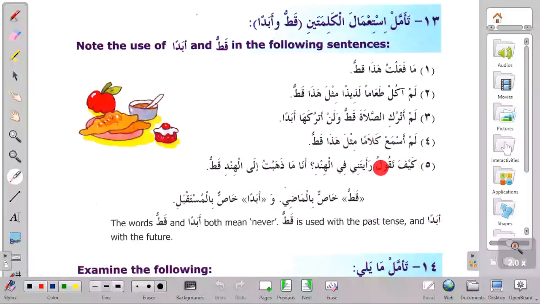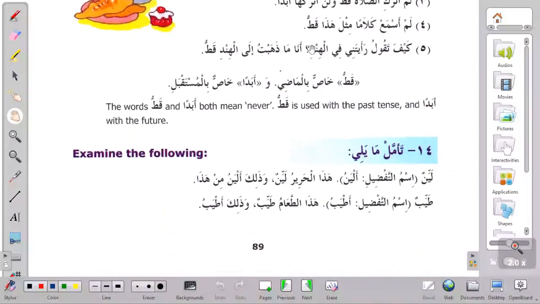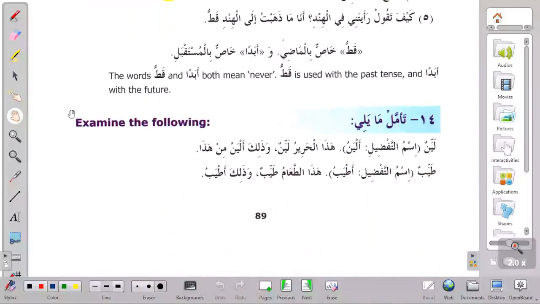Kayfa taqulu ra'aytani fil Hind, how will you say that you saw me in India? Ra'aytani fil Hind, you saw me in India. Ana ma dhahabtu ila al-Hind qattu, I've never gone to India before. So he's telling someone that he has never gone to India. So how do you say that you saw me in India? They are now explaining here.